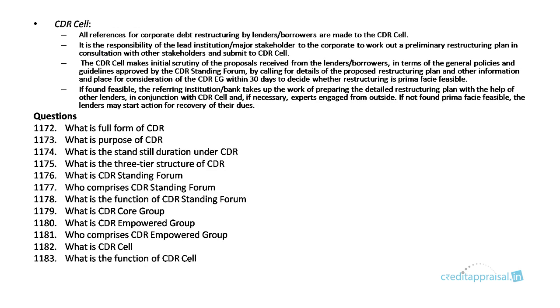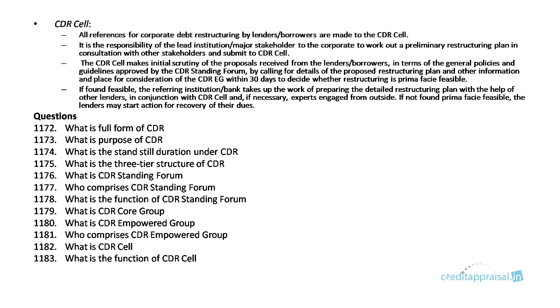So the bottom tier is the CDR cell. All references will be made to the CDR cell, and it is the responsibility of the lead institution. Say there are a group of bankers, 5 bankers have lent to the company. There will be some banker who has taken the maximum share. Okay, that lead banker, it's that bank's responsibility to work out this preliminary restructuring plan and submit to the CDR cell. Okay, so the CDR cell will make the initial scrutiny.